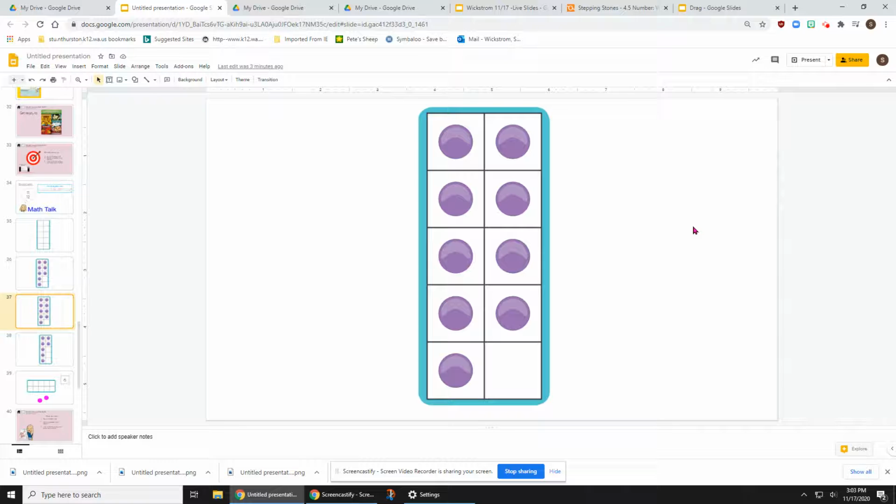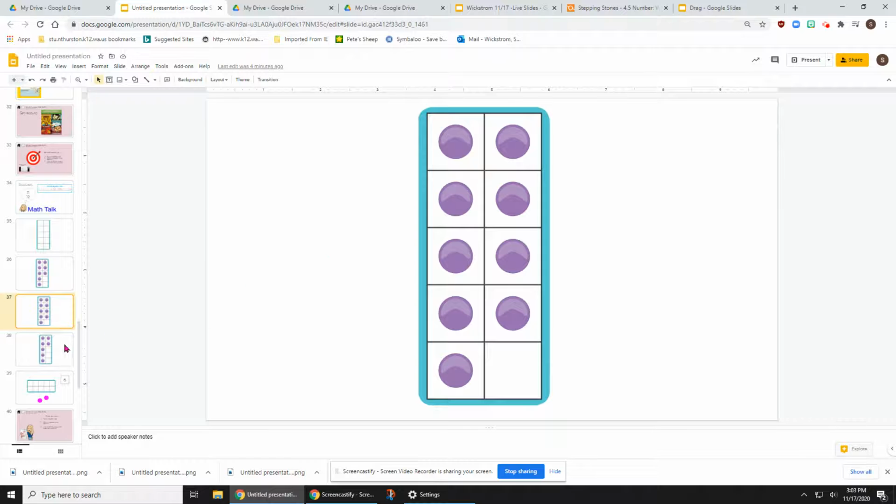Now I'm going to ask you a kind of a tricky question. How many more? So we have 9. 9 is how many more than 5? So remember, we have 5 right here. Do you see 5? 1, 2, 3, 4, 5. We have 5. 9 is how many more than 5? So how many more are there? Okay, let's count. 1, 2, 3, 4. 4 more. Absolutely. So 4 more.